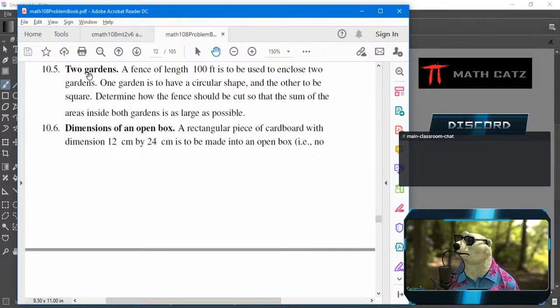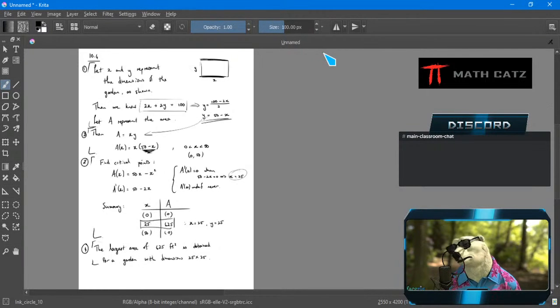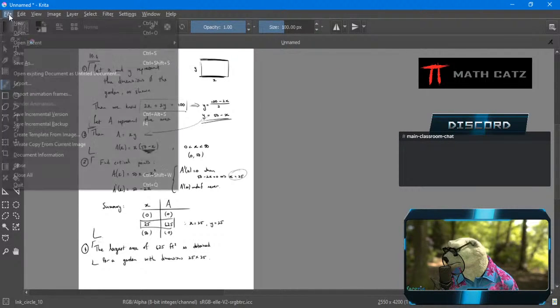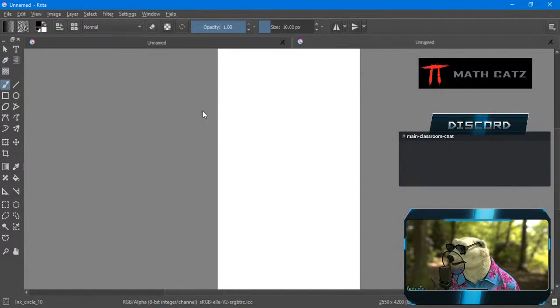Another garden. Oh, 2 gardens. Oh no. A fence of length 100 feet again is to be used to enclose 2 gardens. One garden is to have a circular shape and the other to be a square. Determine how the fence should be cut so that the sum of the areas inside both gardens is as large as possible. So, similar question, but we are just going to have a couple of different shapes and technically more complicated kind of garden.